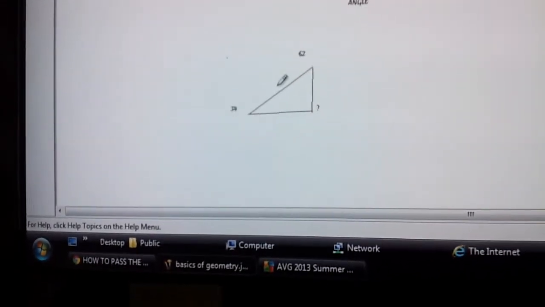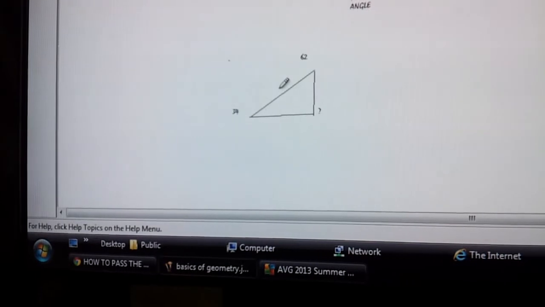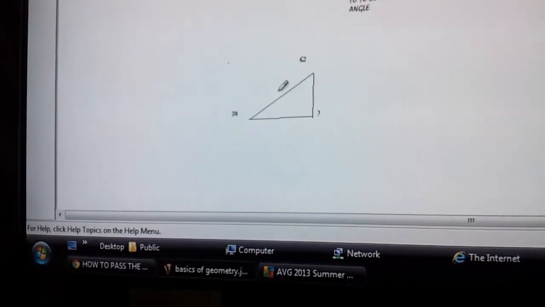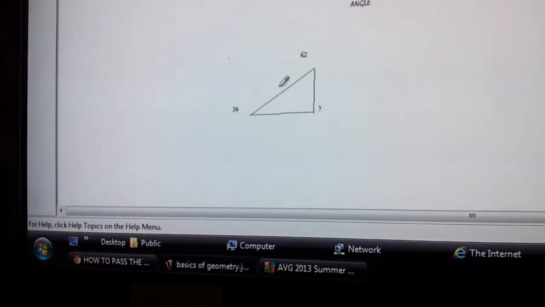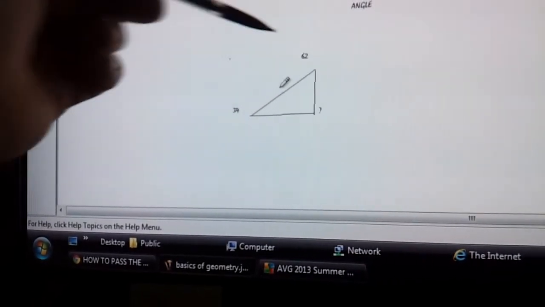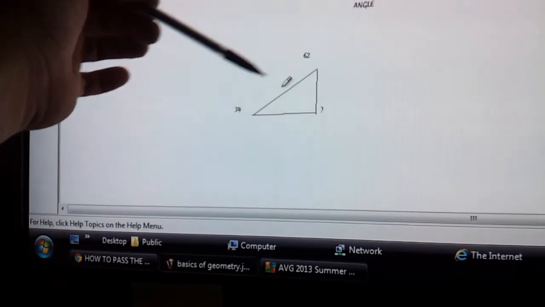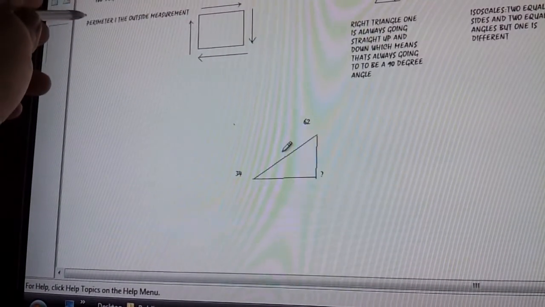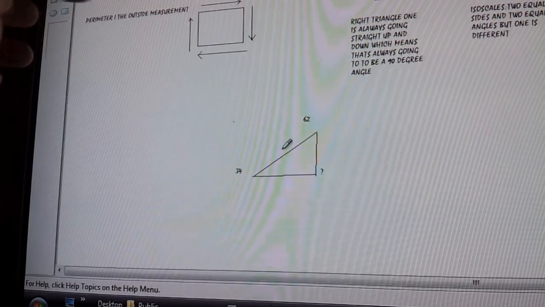62, and if I have a pencil, I'll do the math real quick. 62 plus 34 equals 96. So if you add this one here and this one here, you get 96. Now remember, the rule is you're trying to come up to 180 degrees.